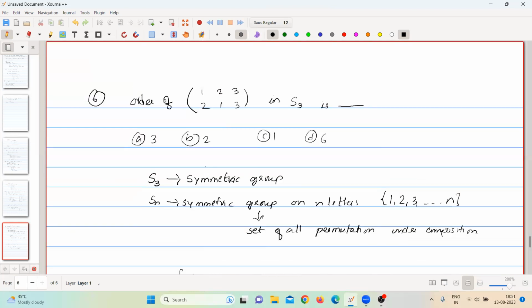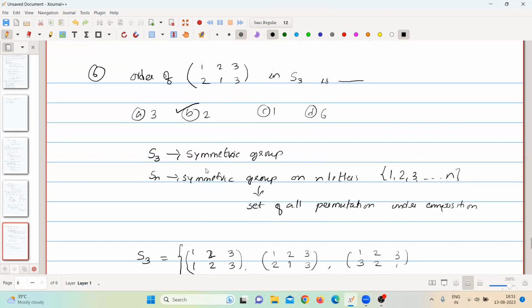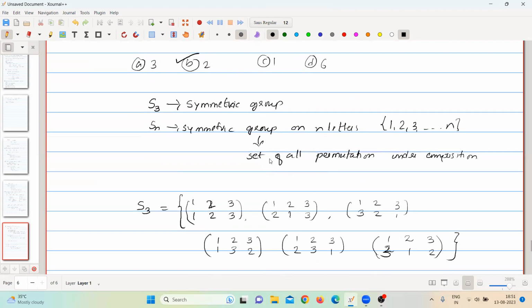Okay, so option B is the correct answer. Is that clear for everyone? Last question. So like that, for any element, you can try.